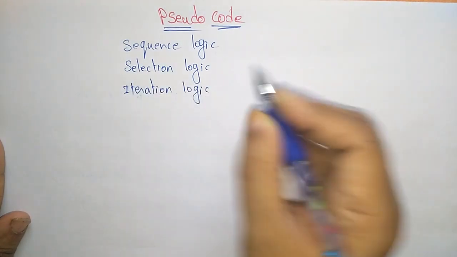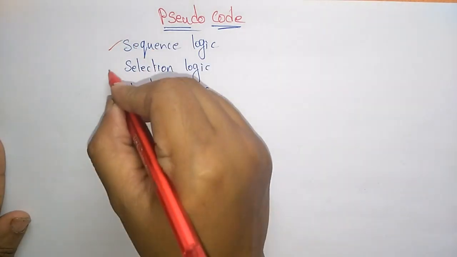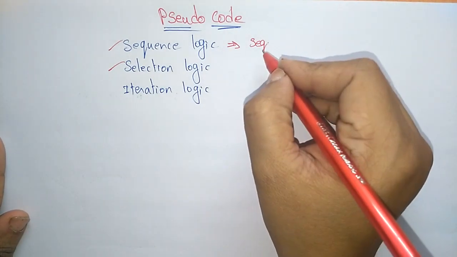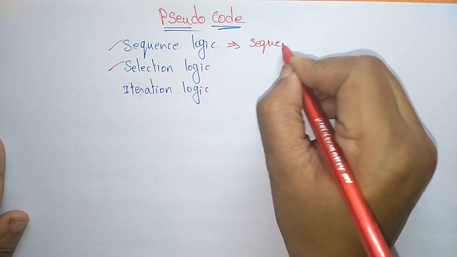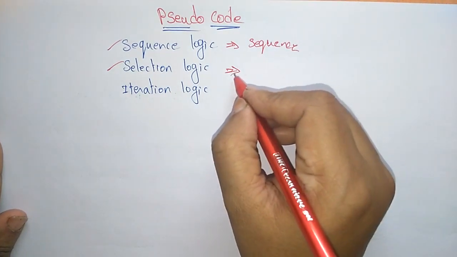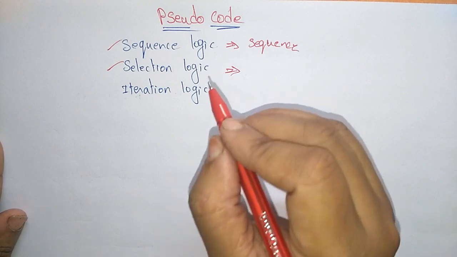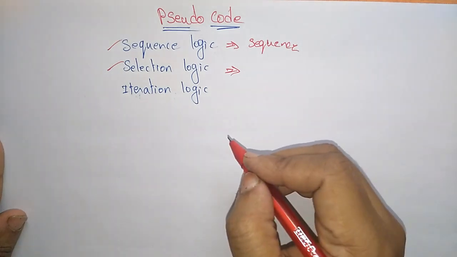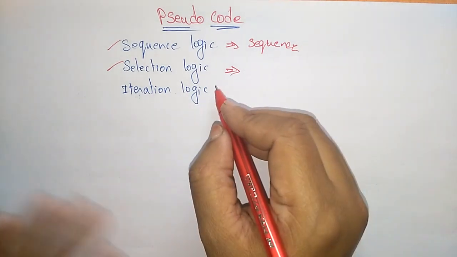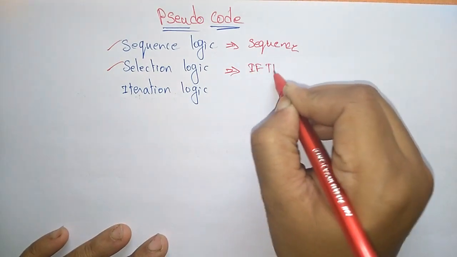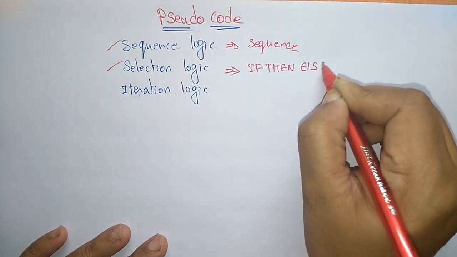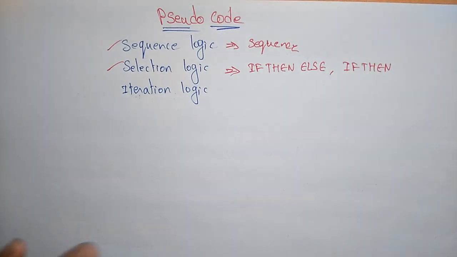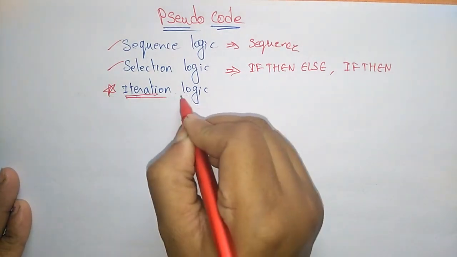In the previous video, I explained sequence logic and selection logic. Sequence logic is nothing but the steps being arranged; the instructions given will be in the form of a sequence. Selection logic is decision making. It helps in deciding the proper path from one or more alternative paths in the program logic. For selection logic, we use the if then else block or the if then block.